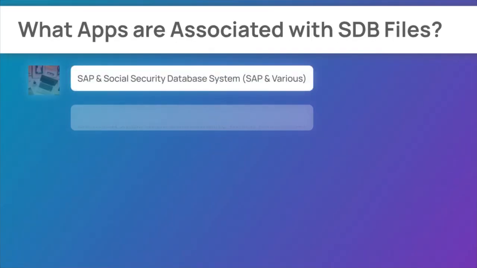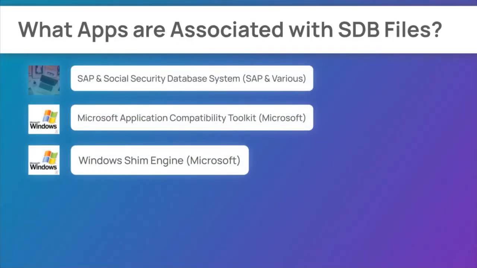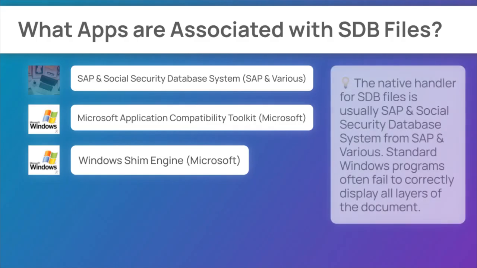The reliable first choice for the SDB file type is SAP and Social Security Database System, developed by SAP and various. Windows only supports view-only mode, necessitating dedicated editing software for changes. Windows cannot parse record sets, so proper reading depends on dedicated DB tools.